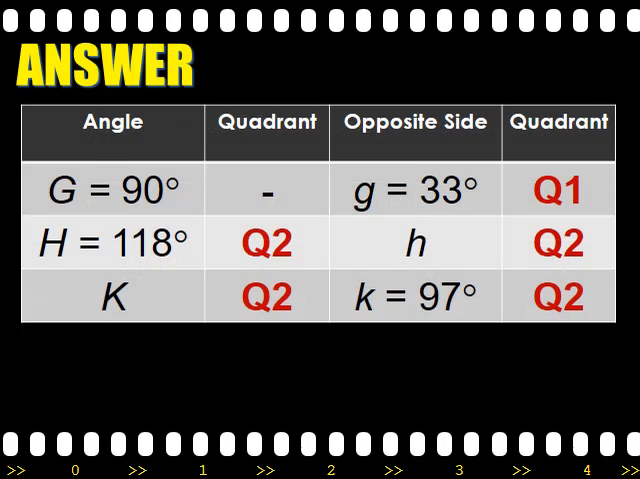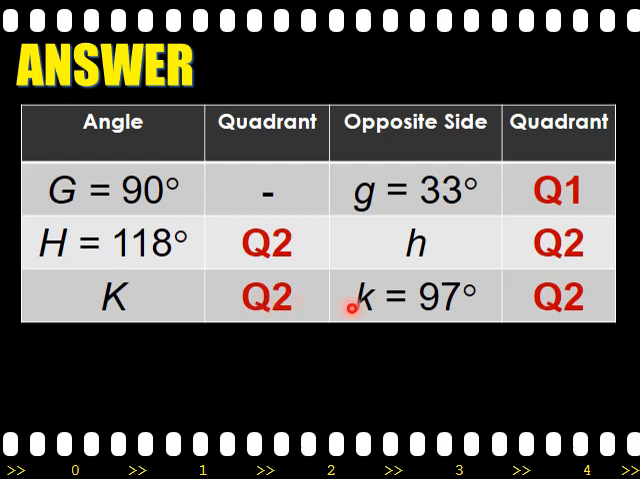So, tingnan natin. Again, si side G is 32 degrees. Nasa quadrant 1 siya. So, ibig sabihin less than 90 degrees. So, since si angle H is 118 degrees, quadrant 2 siya. Ibig sabihin, yung opposite side niya na H, dapat nasa quadrant 2 din. Okay? So, ibig sabihin, si angle H na Q2, dapat si angle K, Q2 rin.